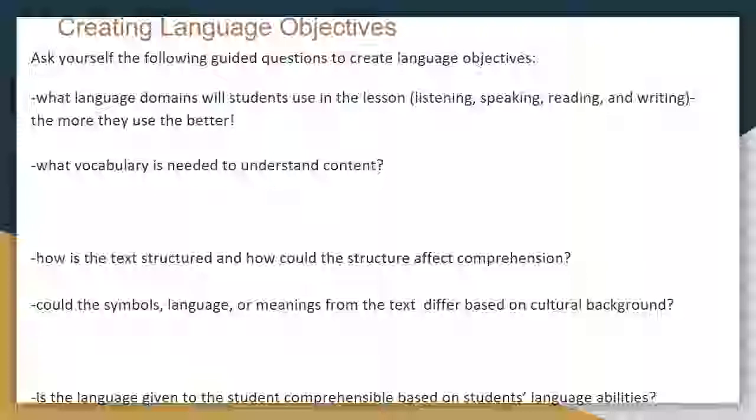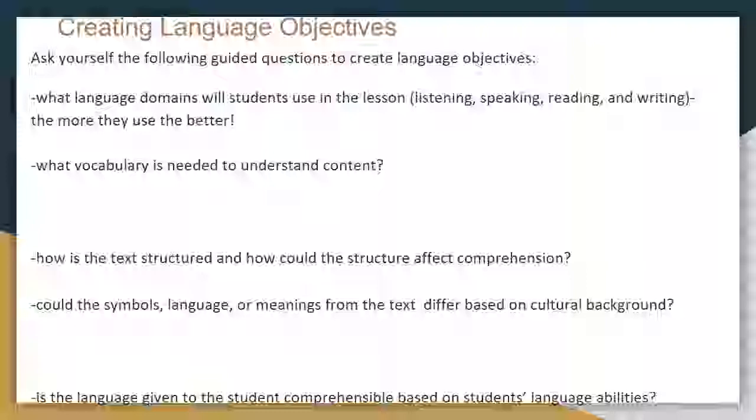Another thing you can ask yourself when you're creating your language objective is, how is the text that I provide students structured? And how would this text affect students' comprehension? And so based on that, one of your language objectives might be, I will teach students how to understand expository or nonfiction text, or I will practice teaching students the structure of fiction text. And so that could be another part of your language objective.